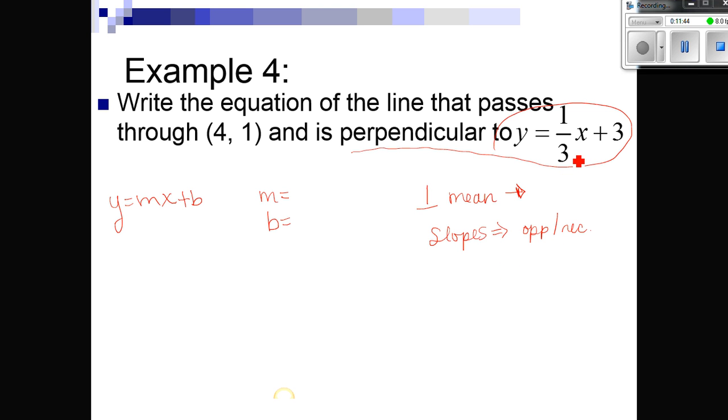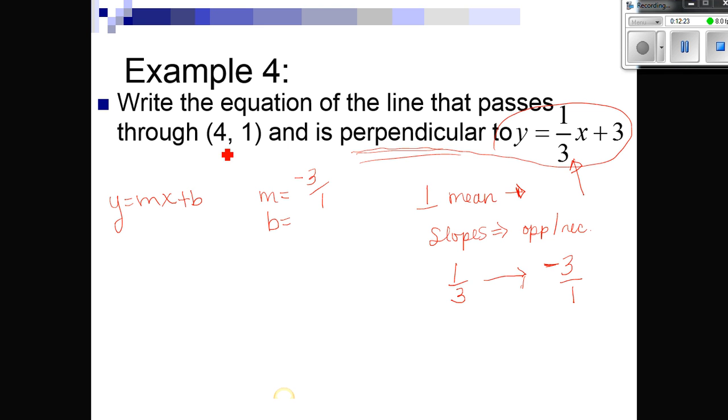Okay, well, if I look at this equation, this perpendicular line, and I look at its slope, 1/3, what slope would be perpendicular to 1/3? Well, that would be negative, because the opposite of positive is negative, and the reciprocal of 1/3 would be 3/1. So our new slope is negative 3/1. So we use this random line that's perpendicular to the line we're trying to find for our slope.